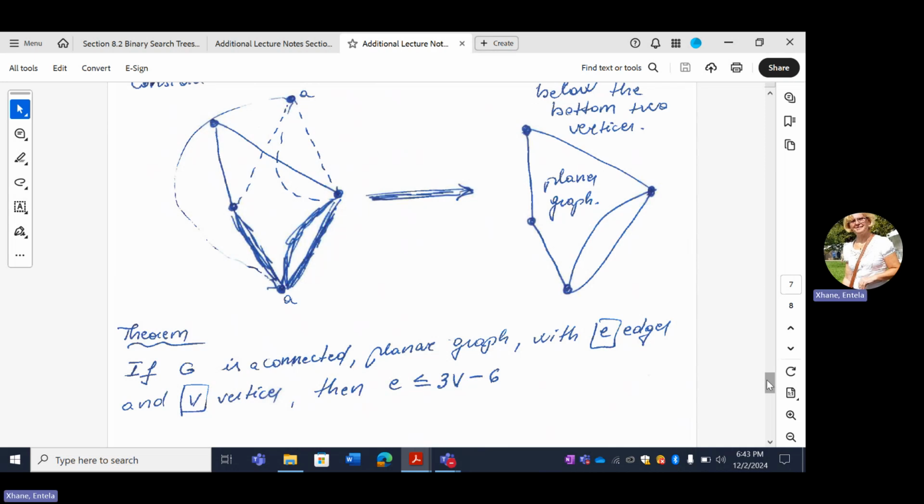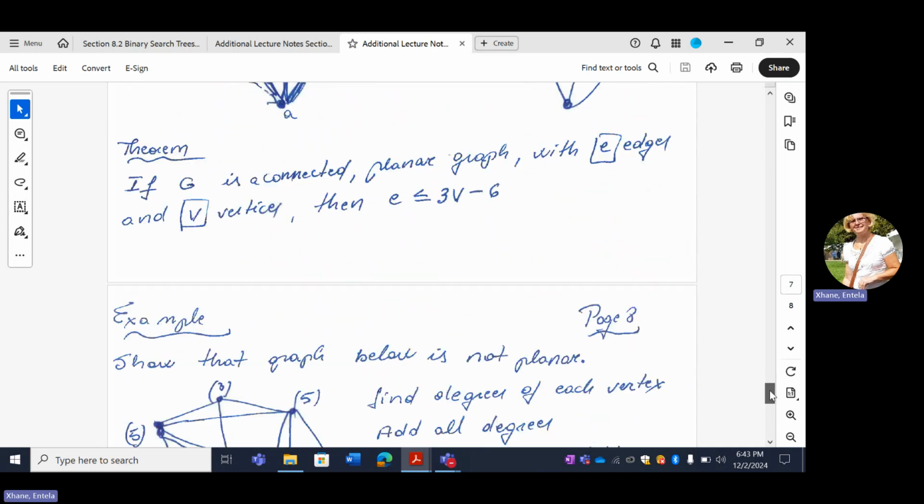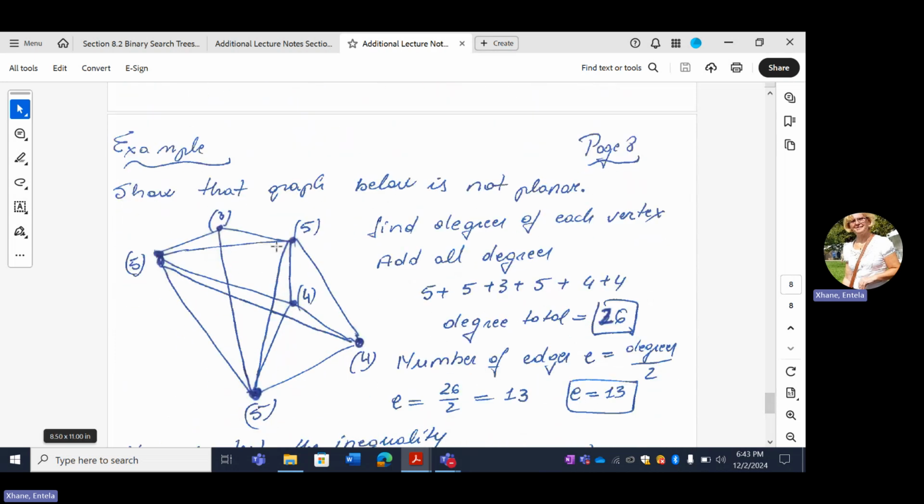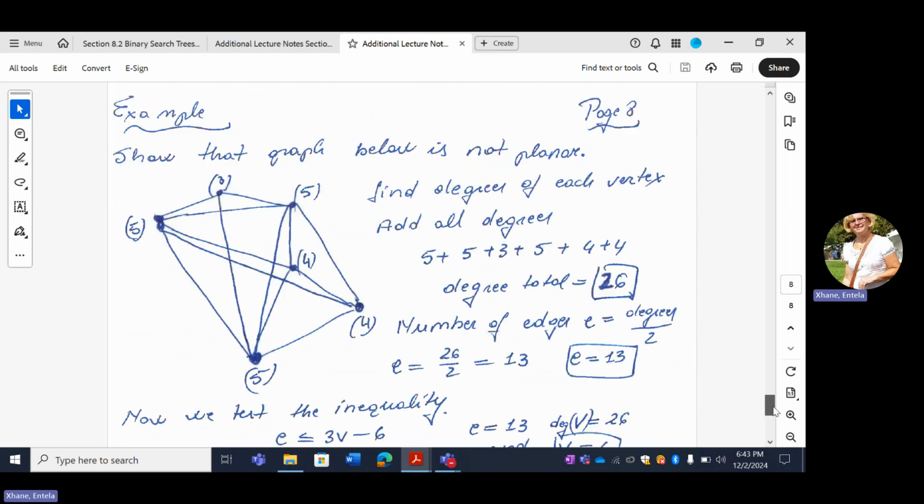So now let's look at an example that is a direct application of this. Show that the graph below is not a planar graph. So this particular graph is not planar. What I'm going to do is rely on the number of edges and number of vertices, so I can test the inequality that the previous theorem is giving us, where E, the number of edges, must be less than or equal to 3 times the number of vertices V minus 6. So how do I do that?